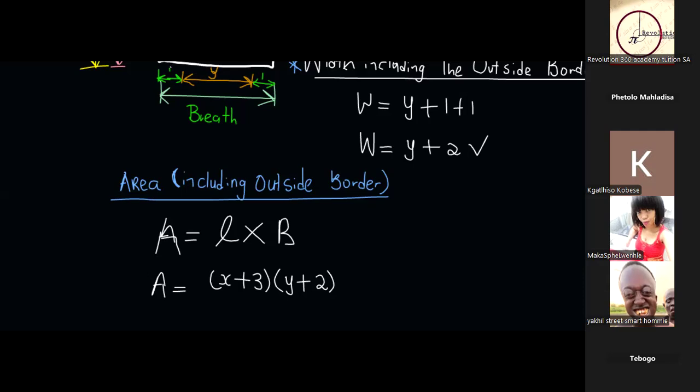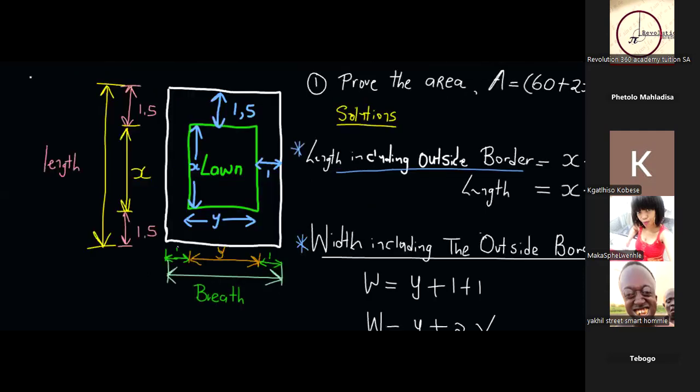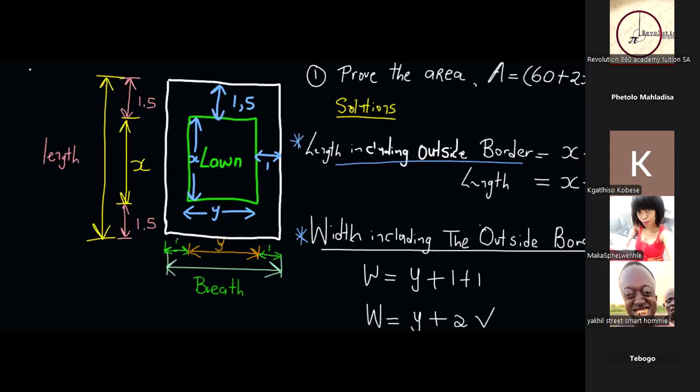Okay. So since they're saying Mr. Dlamini wants to construct a rectangular lawn so that its area, that lawn is represented by that green zone, and then it's a rectangle. It means to say the area of that green zone or the area of the lawn is gonna be what? It's gonna be given as like this.